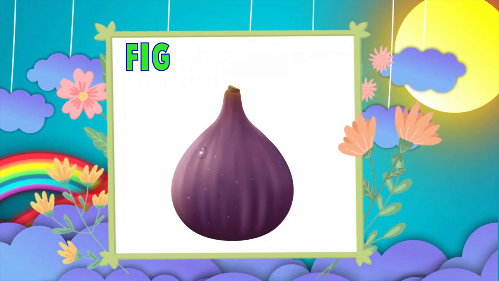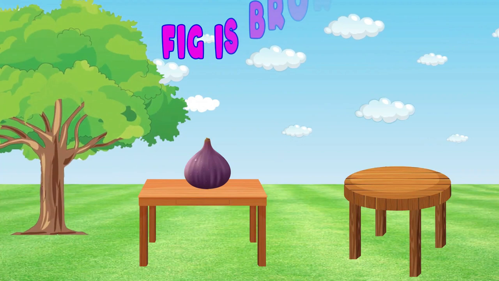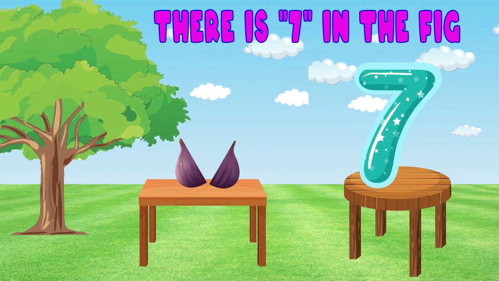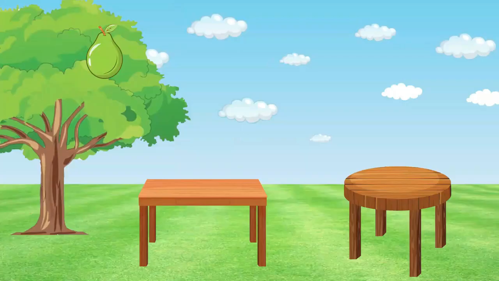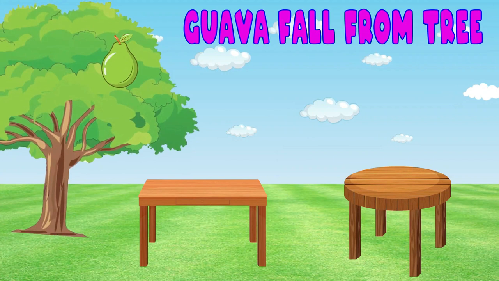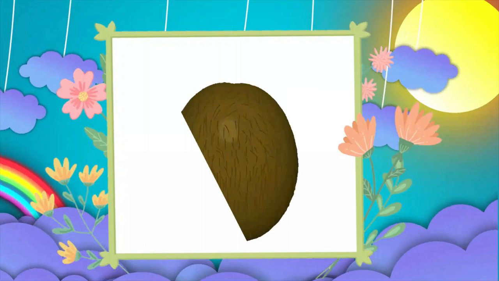Fig. Fig falls from the tree. Fig is broke. There is seven in the fig. Loving. Guava. Guava falls from the tree. Guava is broke. There is seven in the guava. Delightful.